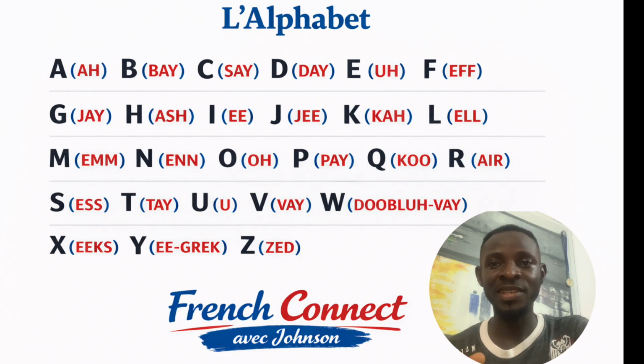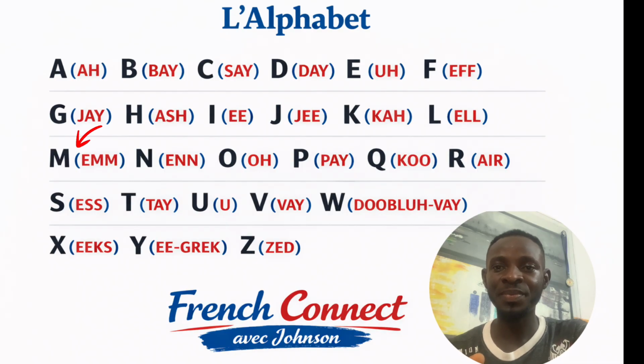Then after K, we have our letter L. So L is pronounced as L. L. That's our letter L. Then we have M. M. That's our letter M.